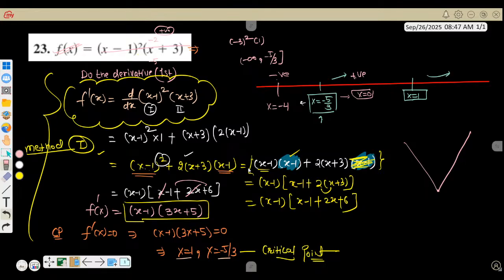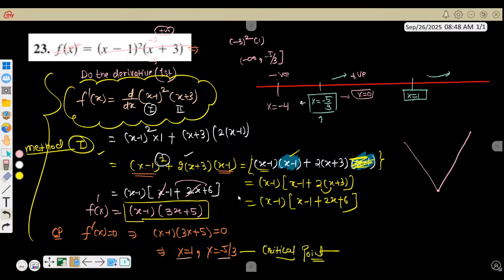Something else is there. Give me one moment. We are forgetting something here. Oh, we have to check the sign of f dash x actually, not the function.